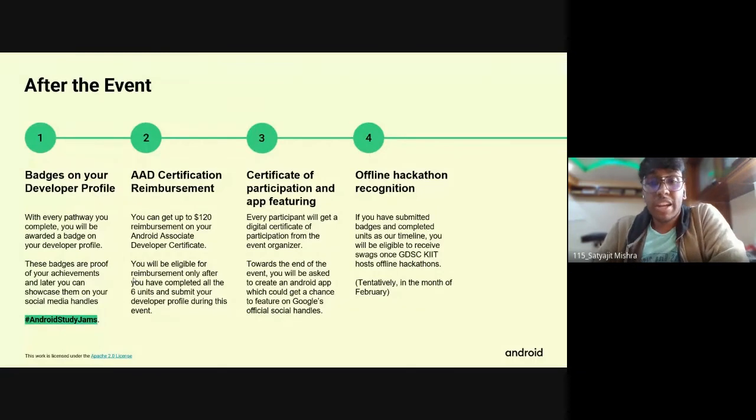Every participant will also get a certificate of participation, and towards the end of the event, you will be given 2 weeks of time to create an Android app. If you create one, your app will get a chance to be featured on Google's official social handles. So keep an eye out for that. And the last thing is, if you have completed badges in the timeline, whenever GDSC KIIT hosts offline hackathons, probably in the month of February, you will be getting some goodies from us.